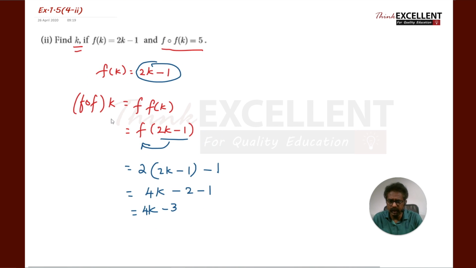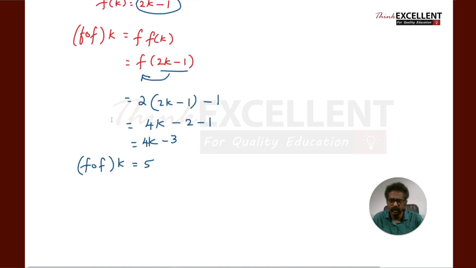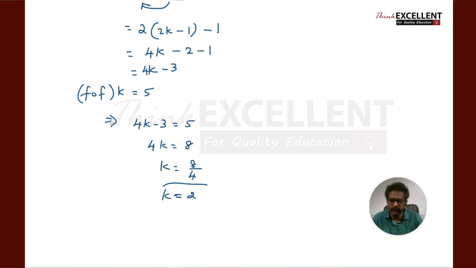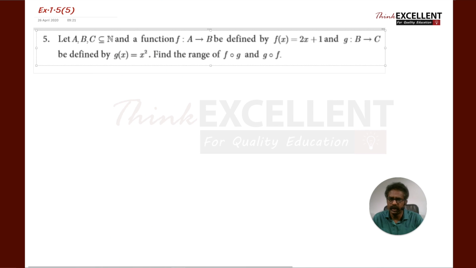But what is given in the question? It is given f composition f of k equal to 5, they said, right? So you know the value of f composition f, that is 4k minus 3 is equal to 5. So 4k is equal to 5 plus 3. Minus 3 take there, you'll get 8. Or k is equal to 8 by 4. You are getting k is equal to 2. Okay, so the answer is k is equal to 2. So now we go for the next question.